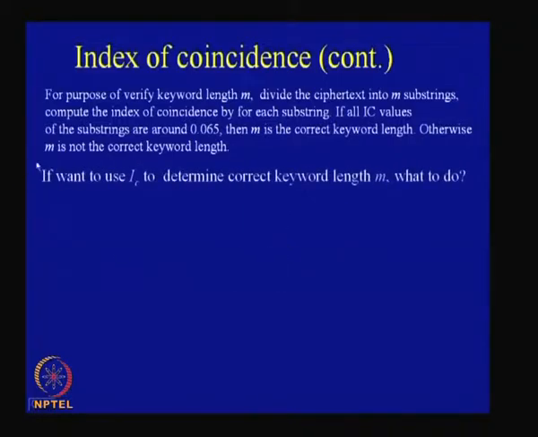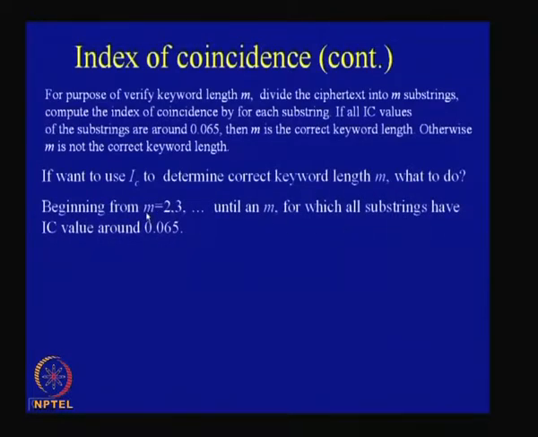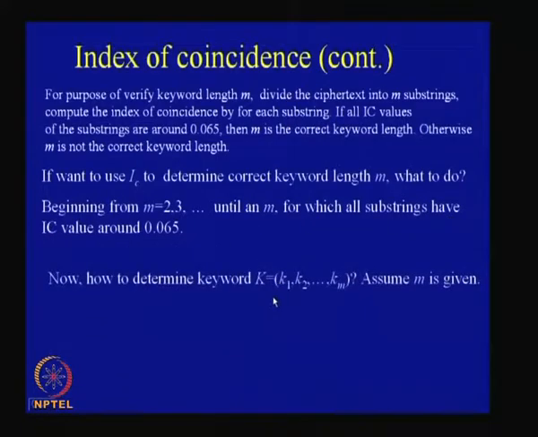So if you want to use IC to determine the correct keyword length m, what will you do? You start from m equal to 2, 3 and so on, until an m for which all the substrings have IC values of around 0.065. Now the question is how to determine the actual key. You have now confirmed the size of the key, and your objective is to find out each of these keys.